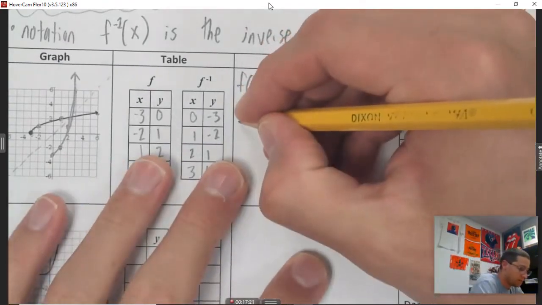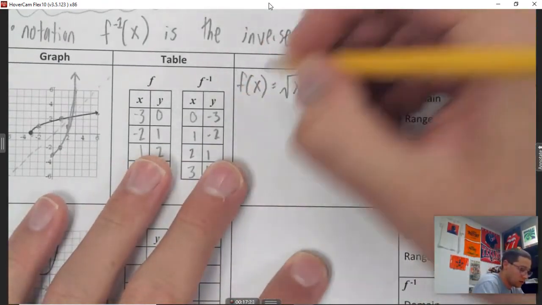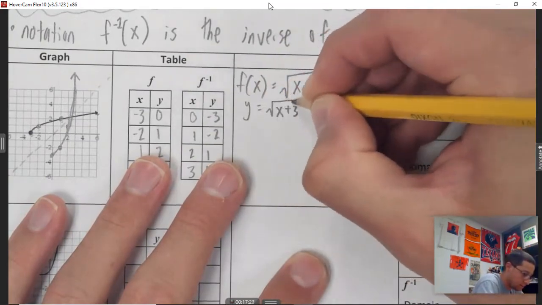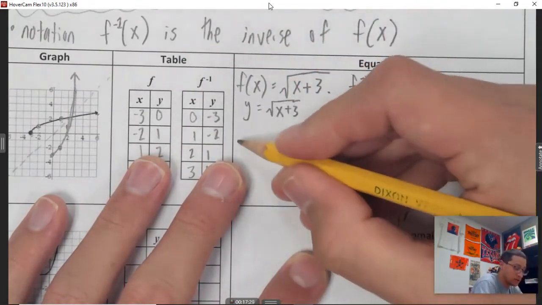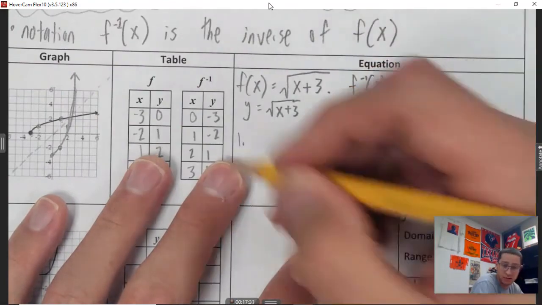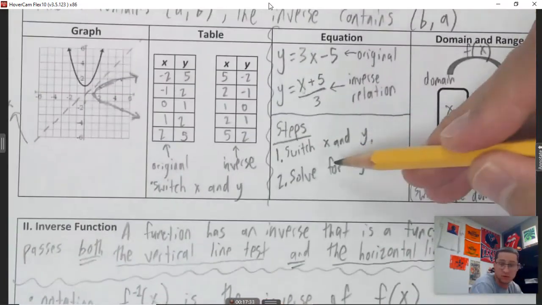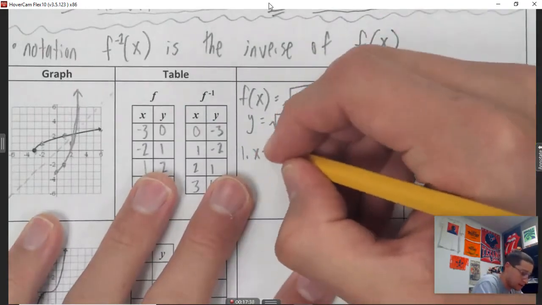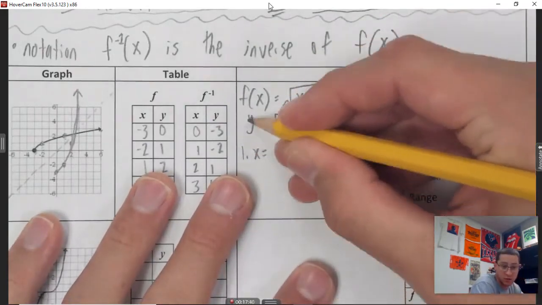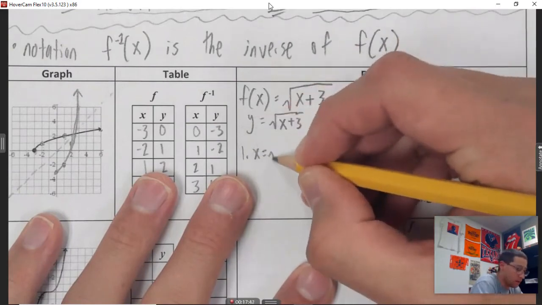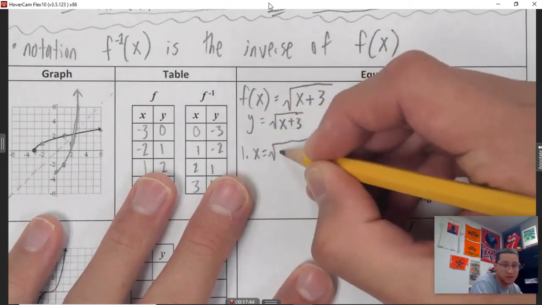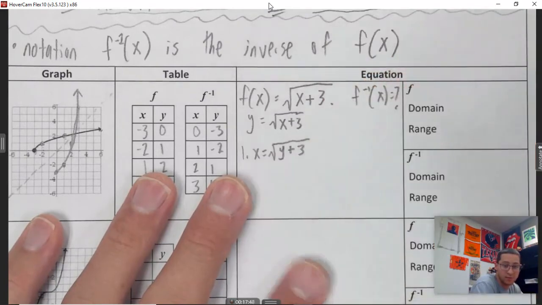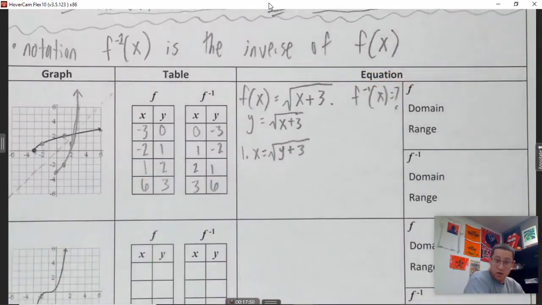So, step 1. We're going to just rewrite it. This is my original. Then we're going to do step 1. When we see step 1, that's what it's referring to, the switch of x and y. So let's go ahead and do it. We've got x instead of y, and instead of x, y, and there we have it. That's step 1.